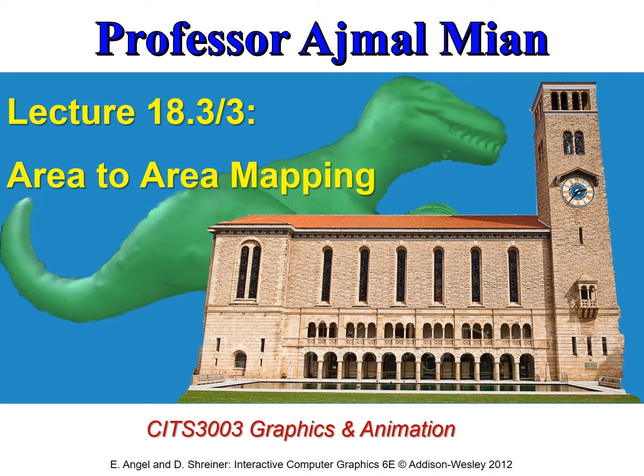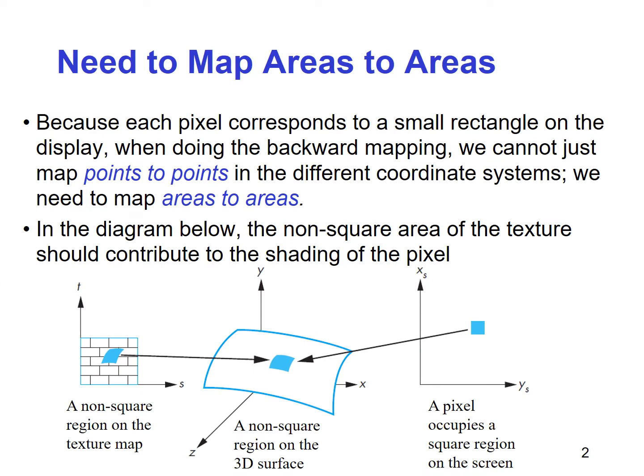In this lecture, we look at area to area mapping. Because each pixel corresponds to a small rectangle on the display, when doing the backward mapping, we cannot just map points to points in the different coordinate systems. We need to map areas to areas.